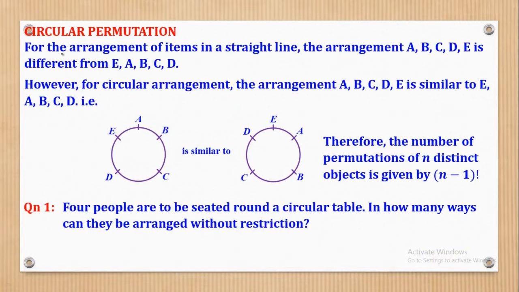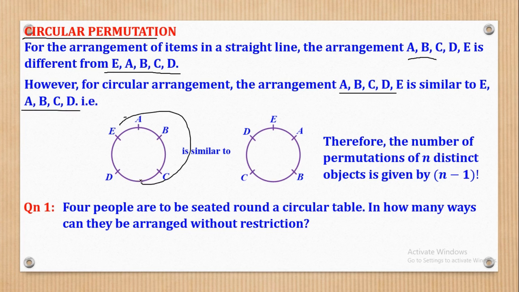So now we shall go to circular permutation. Now for arrangement of items in a straight line, the arrangement ABCDE is different from ABCD. However, for circular arrangement, this arrangement is similar to this, as you can see here. So if I arrange it in this way, and this one, the arrangement will be similar. That is for circular. So we have to be keen. Most times, we have to find out whether it is a row arrangement or a circular arrangement. So when it is circular, they will always specify.